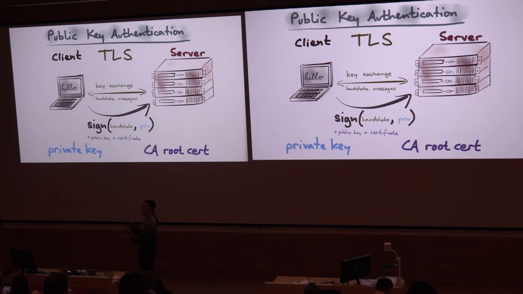In this case, the thing that gets signed is the messages of the TLS handshake. It passes that signature, and along with it, it passes the public key and a certificate. The reason for the certificate is that the server doesn't know the public key for all of the users up front, so it trusts the certificate authority to do the binding of user identifiers to public keys. But then the signature verification happens in exactly the same way.